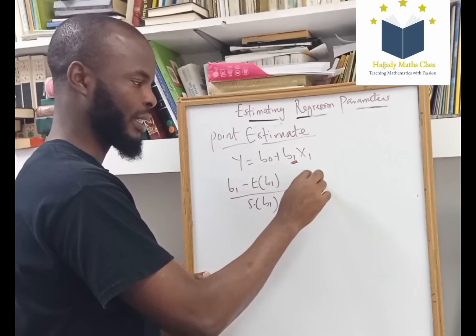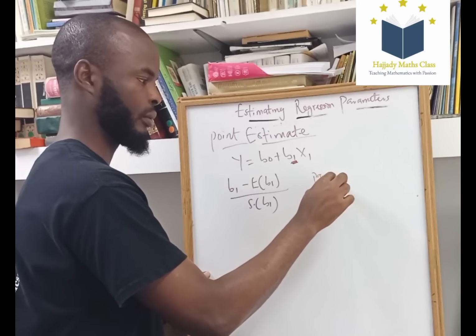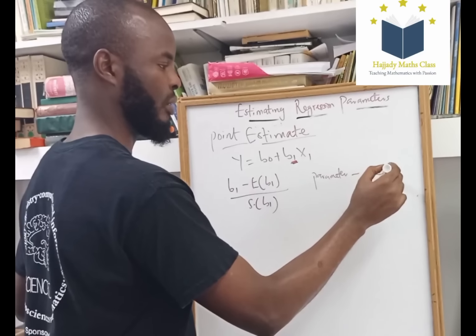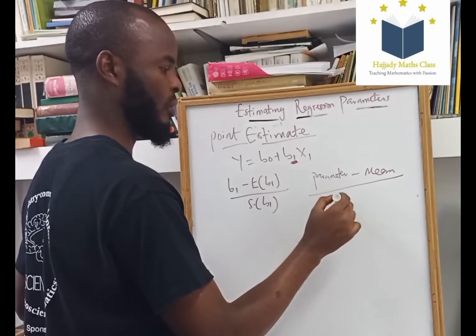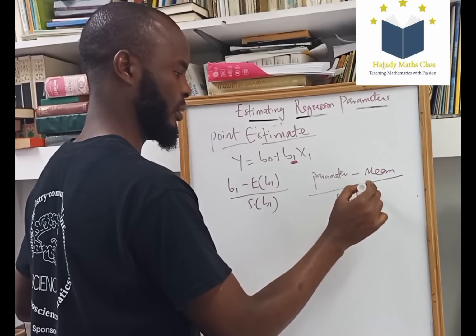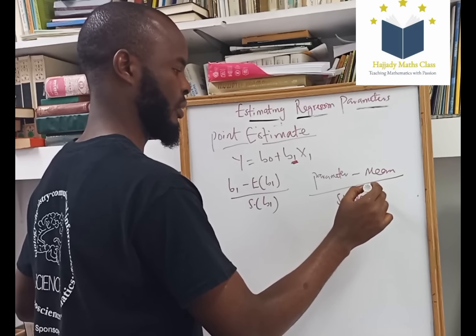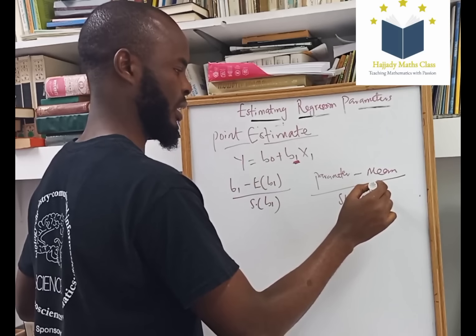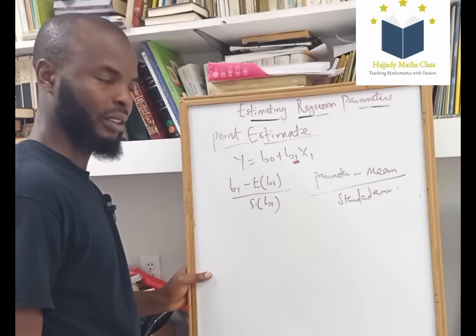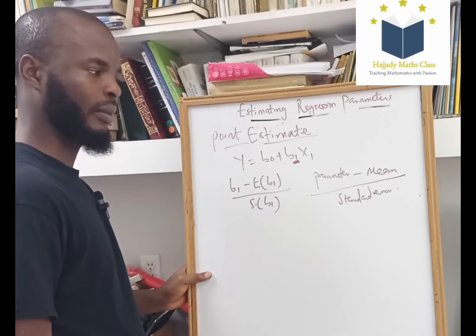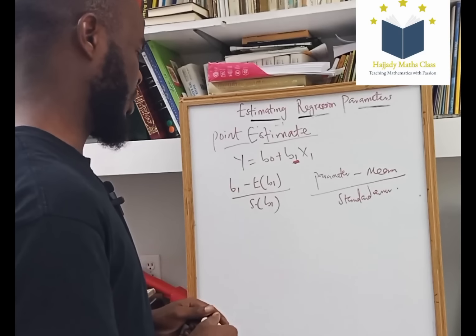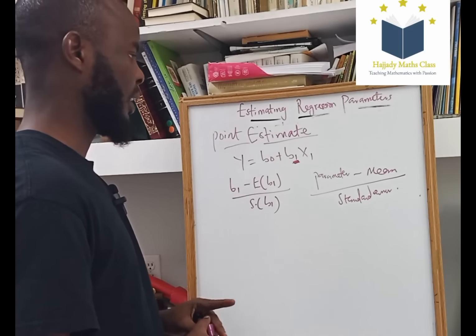The parameter itself minus the mean of the parameter over the standard deviation, standard error of the parameter. So that is just the general form for your point estimate. So here I'm going to stop.